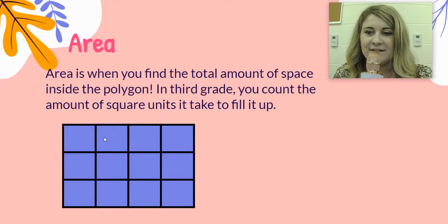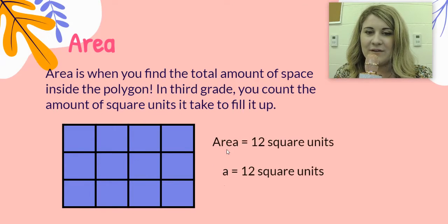It takes 1, 2, 3, 4, 5, 6, 7, 8, 9, 10, 11, 12. It took 12 square units. Area equals 12 square units. A equals 12 square units. The biggest thing here is to make sure you don't accidentally miss one when you're counting or count the same one twice. So I always like to count one row, then go to the next row, and then go to the next row. Do it in order.